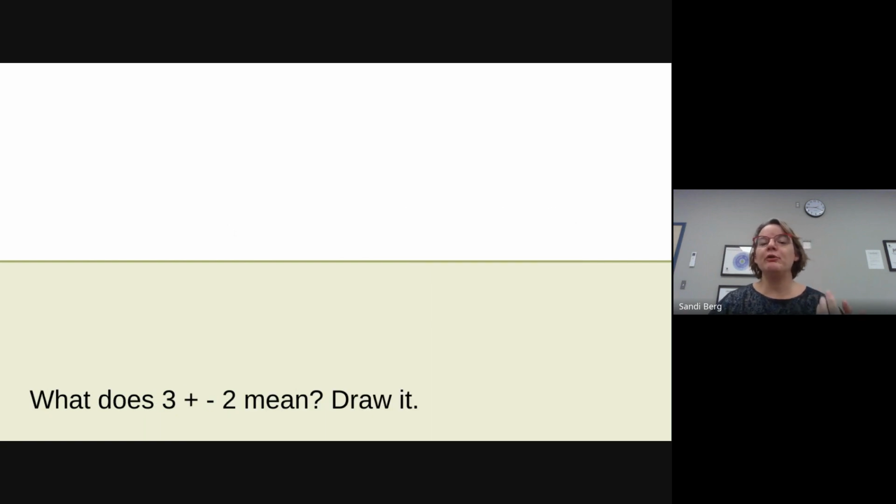This time I'd like you to verbalize it first. So what does 3 plus negative 2 mean in the world of piles and holes and sandboxes? Then draw the 3 and then draw the rest of it, then use your arrows to show what it means, and then figure out the answer. So do all those steps. I'll give you about 15 seconds.